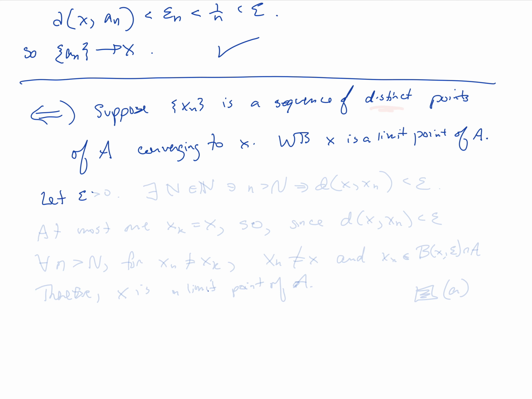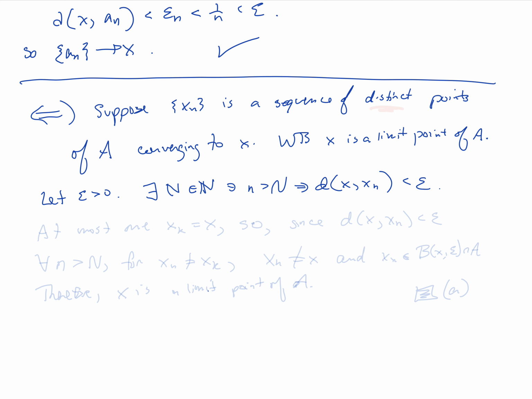Let epsilon be greater than 0. We want to show that any ball centered at x of radius epsilon contains a point other than x that is an element of A. That's what we want to show. By the definition of a convergent sequence, there exists some N in the natural numbers such that n greater than N implies that the distance between x and x_n is less than epsilon for all of those n.